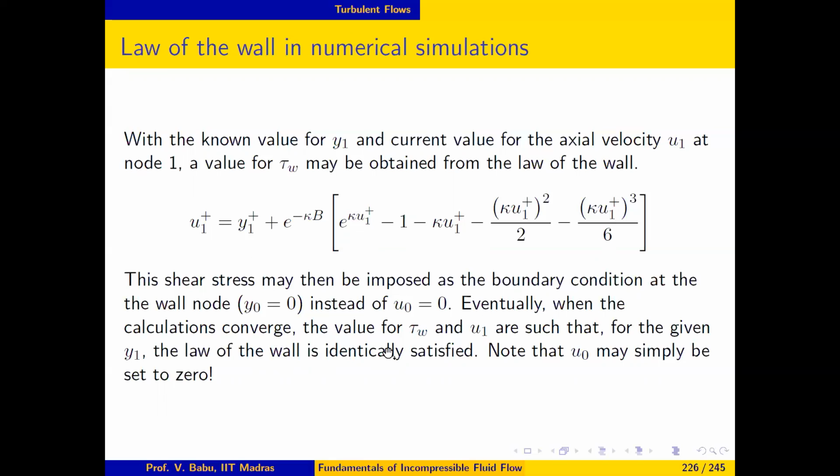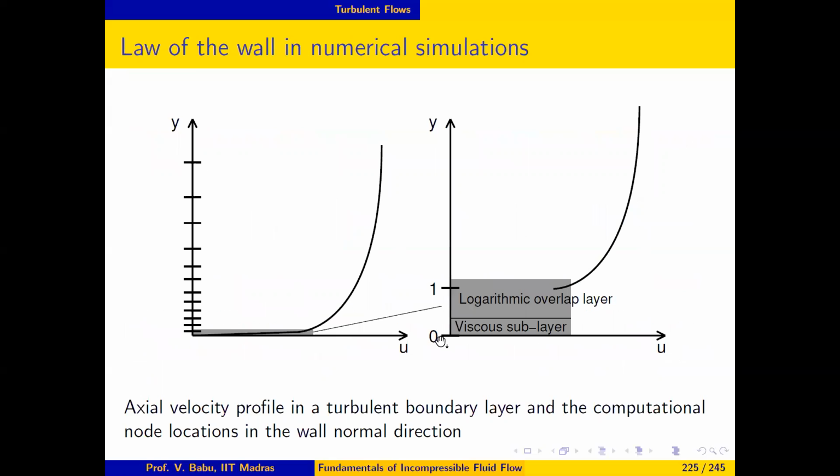Eventually, when the calculations converge, the value for the wall shear stress that we get from this and the u1 for the given value of y1 are such that this is satisfied exactly. So now we are able to not only satisfy the no-slip condition, namely u equal to 0 at the wall, we are also able to calculate the wall shear stress quite accurately without resolving it, by using the fact that the first node lies within the region where the turbulent boundary layer exhibits a universal behavior independent of Reynolds number.